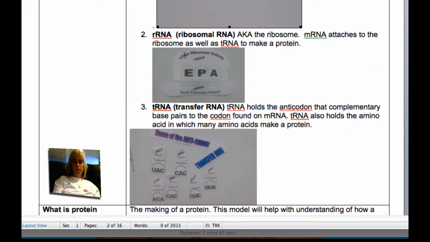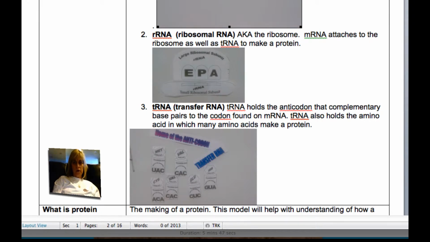Messenger RNA goes out of the nucleus to the cytoplasm, where the ribosome is found. This illustrates the ribosome in our kit. Notice it has a small ribosomal subunit as well as a large ribosomal subunit. Another name for ribosomal RNA, which is made in the nucleus of the cell, is the ribosome. Messenger RNA will attach to the ribosome as well as transfer RNA in the cytoplasm to make a protein in the final step of protein synthesis.